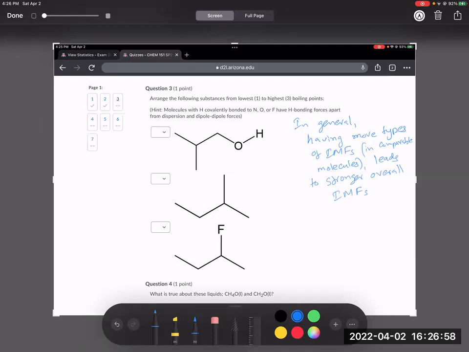We know that for all intents and purposes, if you have a hydrocarbon, a molecule made of carbon and hydrogen only, it's going to be non-polar.